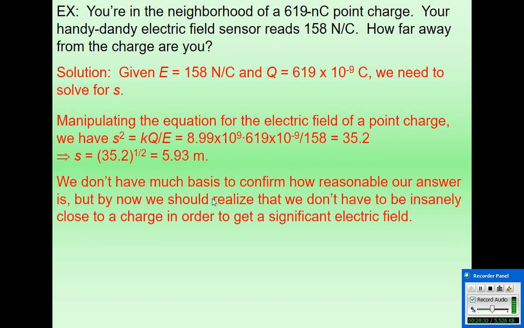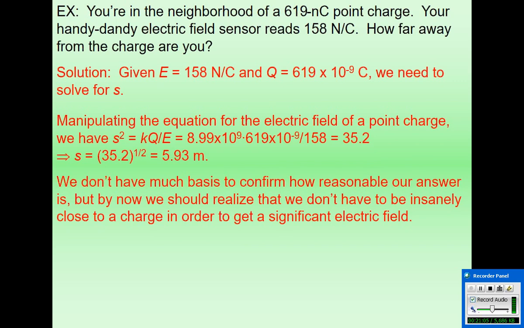S is what we're looking for, though, so we have to take the square root. The square root of 35.2 is 5.93, and since everything has been in standard units, I presume that my value for S is also in standard units of meters. I want to point out that that's a pretty small sounding charge, nanocoulombs, times 10 to the negative 9, and you're almost 6 meters away from it.